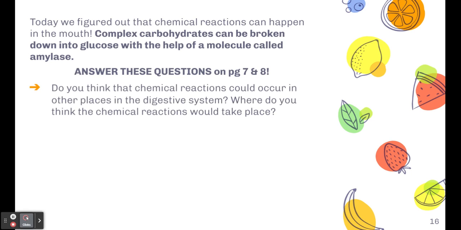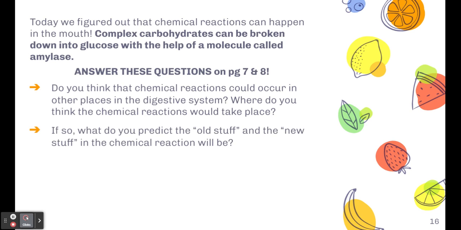The first question: do you think that chemical reactions could occur in other places of the digestive system? We're saying that this chemical reaction is happening in your mouth. Are there chemical reactions happening in other places? Where in the digestive system do you think these chemical reactions could be taking place?